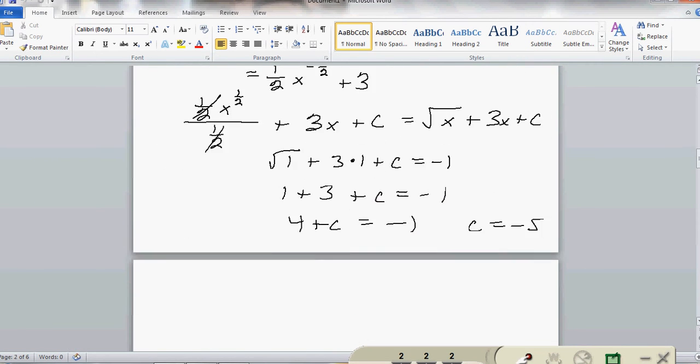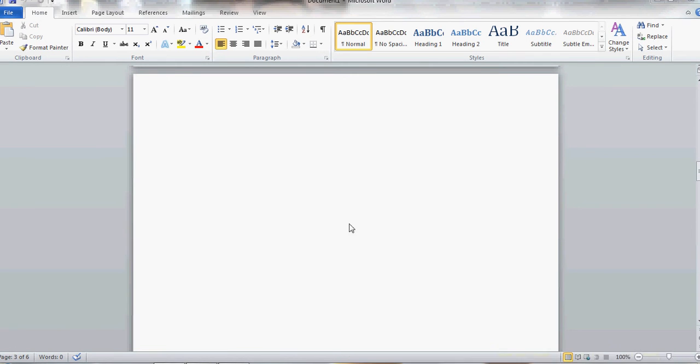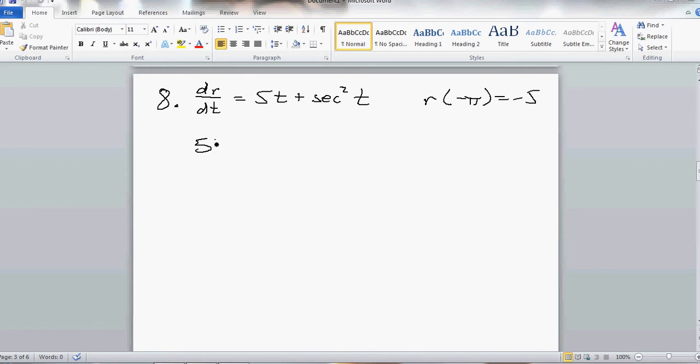Example number 8. dr/dt, meaning r with respect to t, equals 5t plus secant squared of t, and r of -pi equals -5. Okay, first thing I need to do is take the antiderivative of this. Well, I'm going to have to add 1 to that exponent, so 5t squared divided by 2. We have to divide by the new exponent.